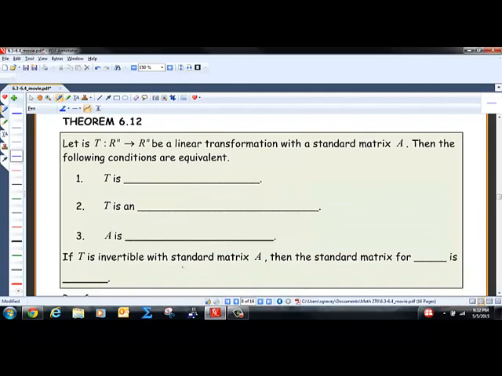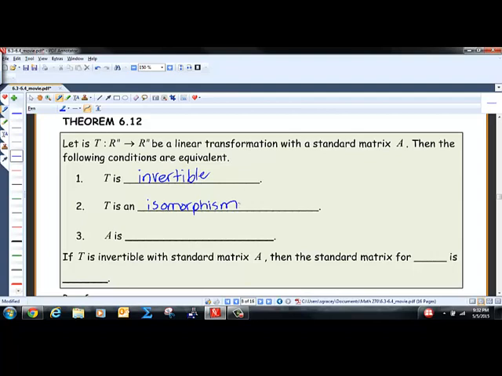equivalent conditions. So it turns out that if you have a linear transformation going from Rn to Rn, and it has a standard matrix A, then it turns out that T is invertible. T is an isomorphism. So what did that mean again? Good, an isomorphism meant that it was both one-to-one and onto.